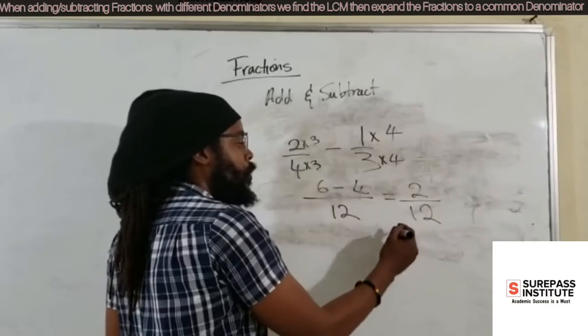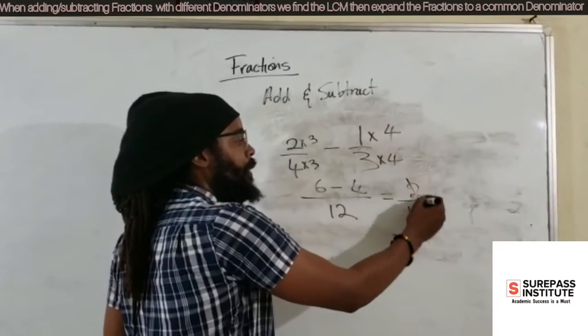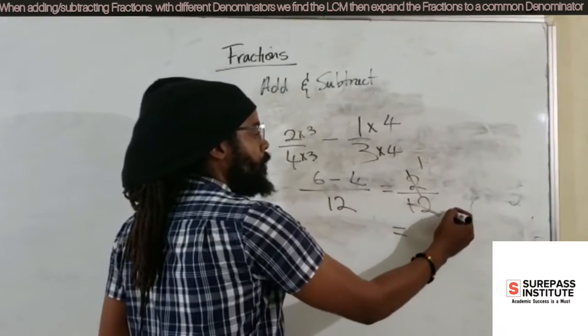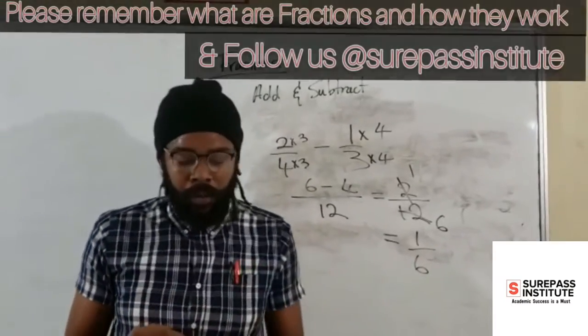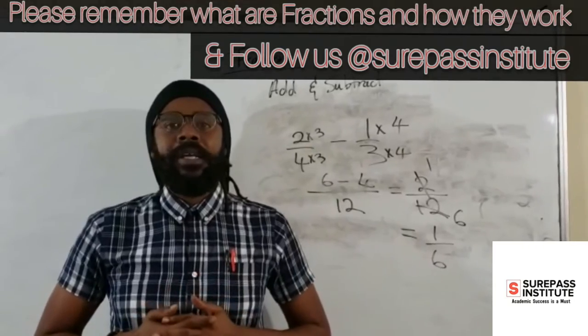This fraction can now be broken down, meaning reduced, by finding the highest common factor, which would be 2. 2 into itself is 1, 2 into 12 goes 6, therefore the answer is 1 over 6. And that's how you add or subtract fractions that have different denominators.